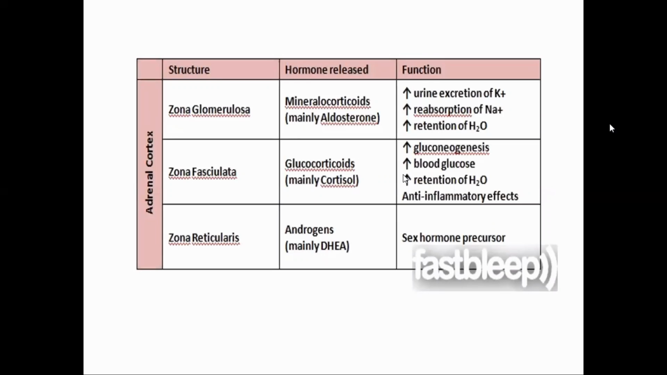It is responsible for reabsorption of water and sodium and excretion of potassium. Likewise, zona fasciculata secretes cortisol, that is glucocorticoids, responsible for gluconeogenesis, increasing the blood glucose and the retention of water as well. And the zona reticularis secretes the sex hormones, that is androgens, mostly dehydroepiandrosterone, and these are the sex hormone precursors, responsible for maintaining the sexual characteristics.